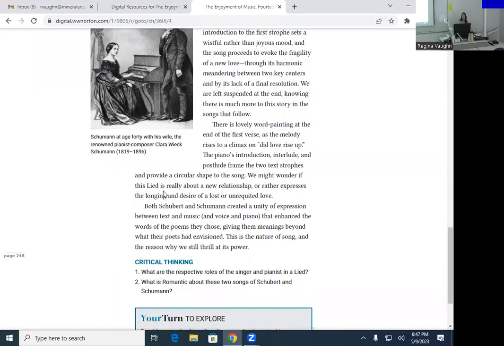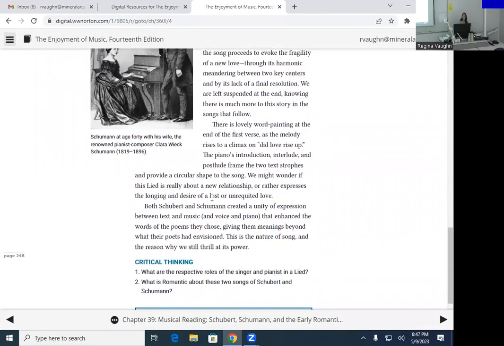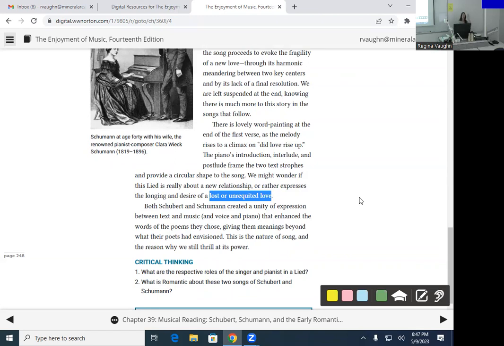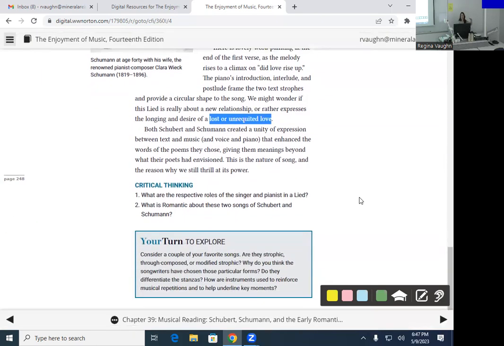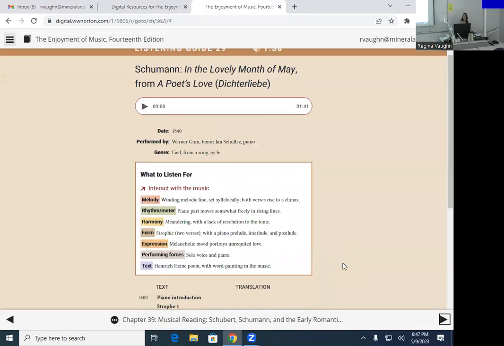We might wonder if this is really about developing a new relationship, or rather expresses the longing and desire of a lost or unrequited love. Oh my, this is so attuned to the romantic sensibilities that it's almost quintessential. It's almost iconic, as we would say today. So let's hear some of Dichterliebe.